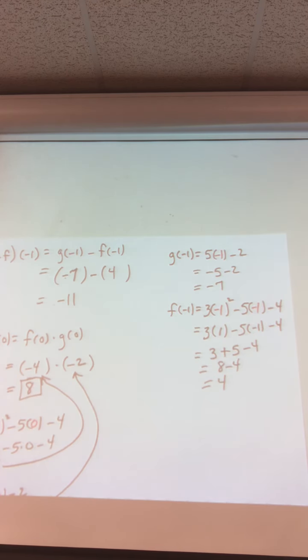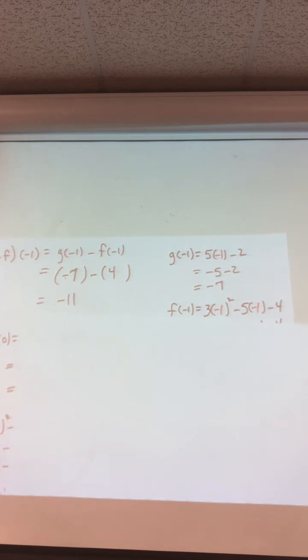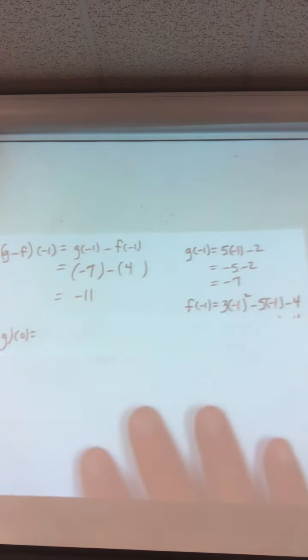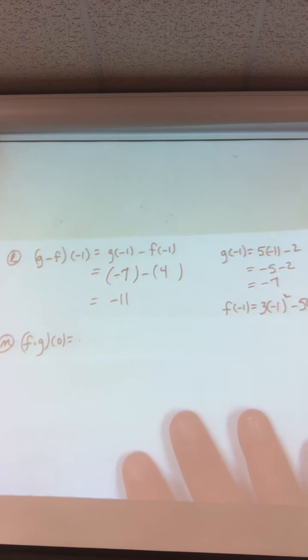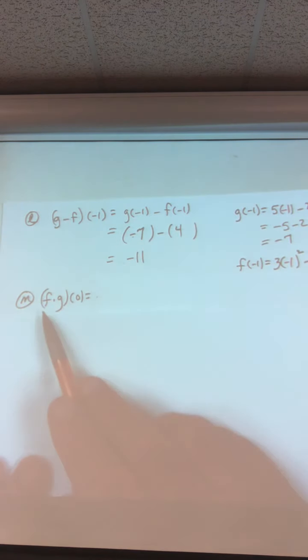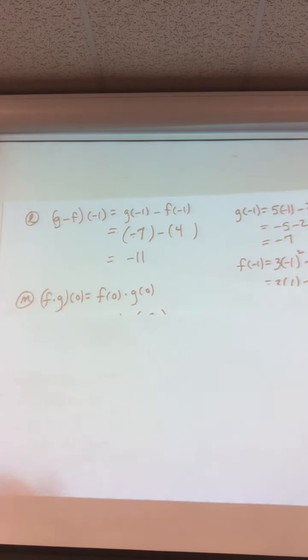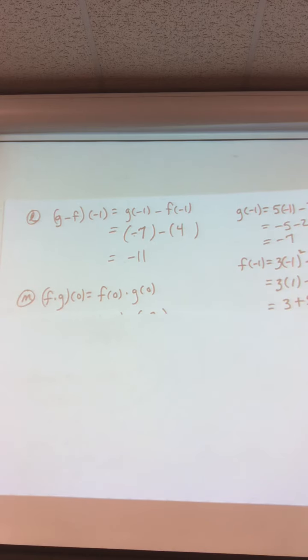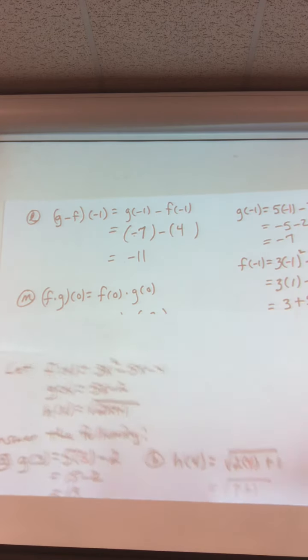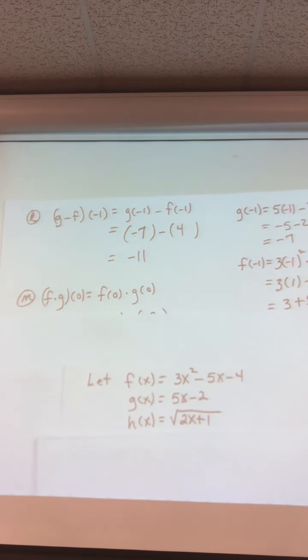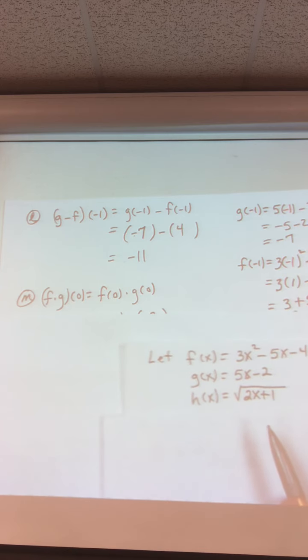Okay, this next one. F times G of 0. Do F of 0 times G of 0, which is that. Now, again, just to show you my work.